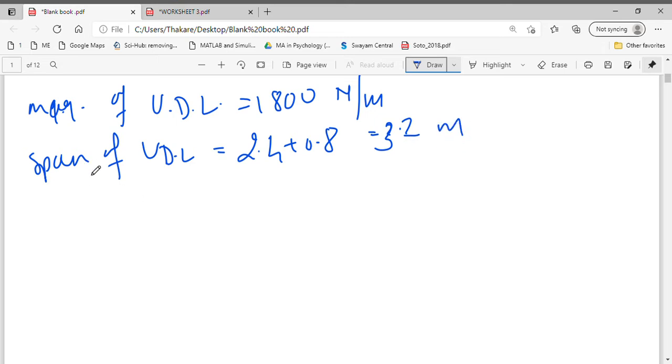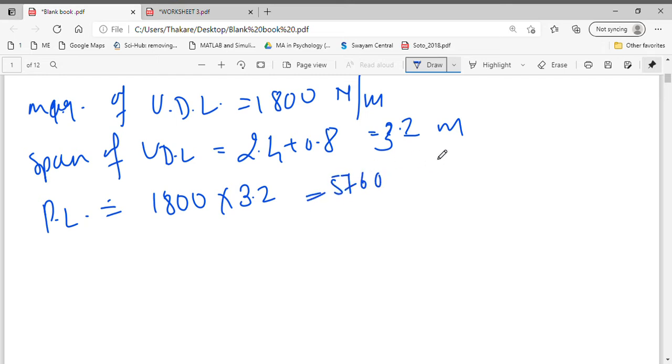meters. So if I have to convert it into a point load, what will be the value of the point load? It is a rectangular load, so magnitude into span. So 1800 into 3.2, and it comes out as 5760 newtons of point load. And it will be acting at a distance of 3.2 by 2, which means 1.6 from one end.